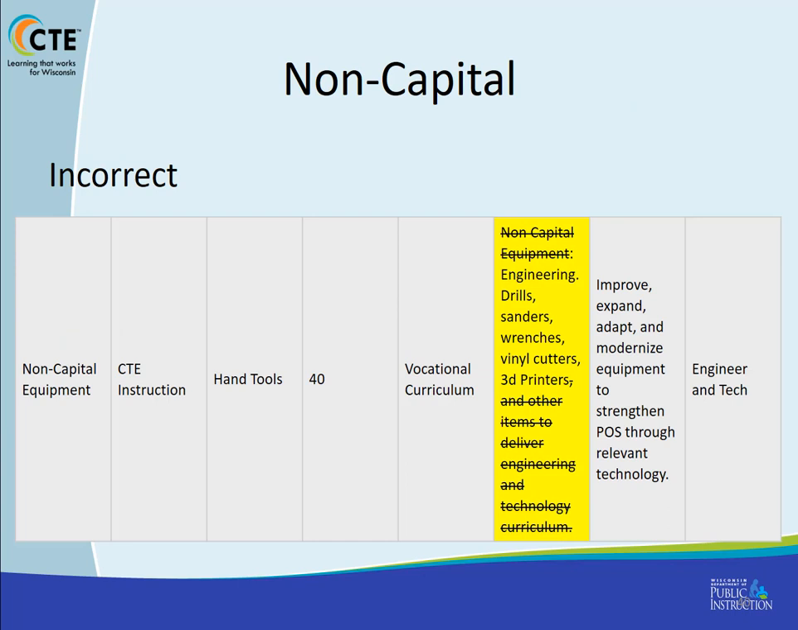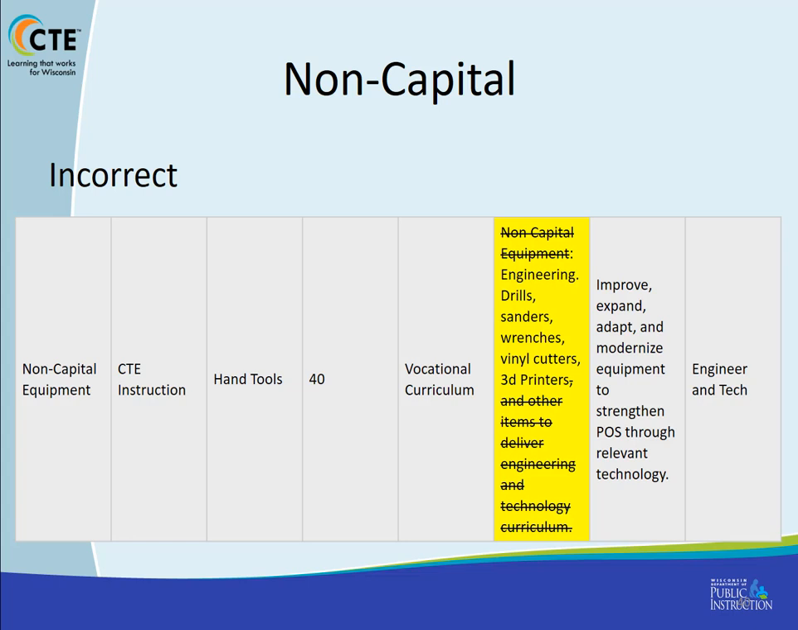In this description, it's not that it's actually wrong, but there is a lot of redundancy in the description. You didn't need to say for non-capital equipment or engineering and tech curriculum because instruction is already selected from the drop-down as well as the program of study, as you see in the last column. Keep like purchases together as one line item. Know what you plan to purchase. And to reduce redundancy, I've crossed out what is not needed as an example for you.